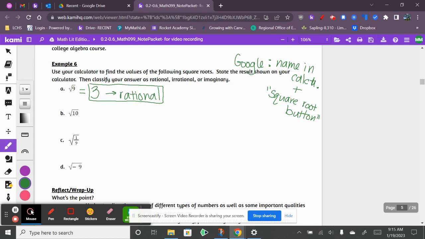Okay, if we type in the square root of 10 into our calculator, it will give us the decimal 3.162278, and you'll see that it keeps going. There's no clear pattern to this. This one doesn't make any clear sense. So with this, it would be irrational.